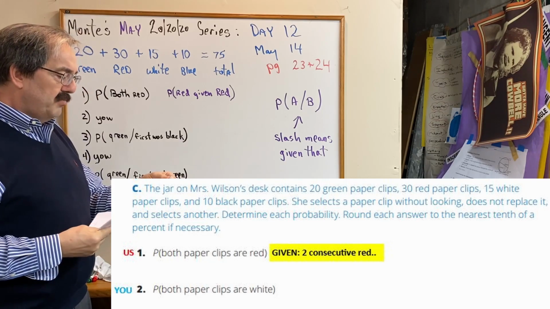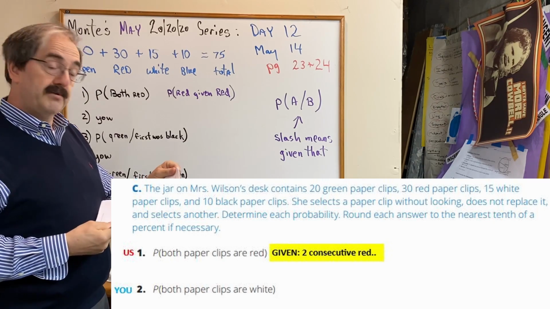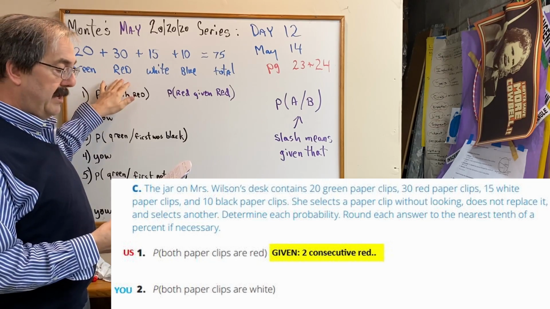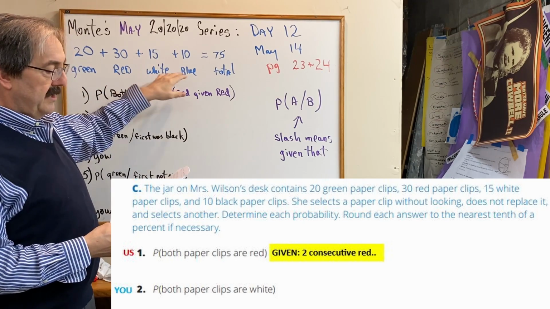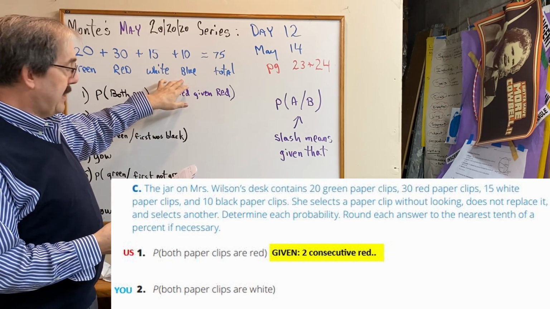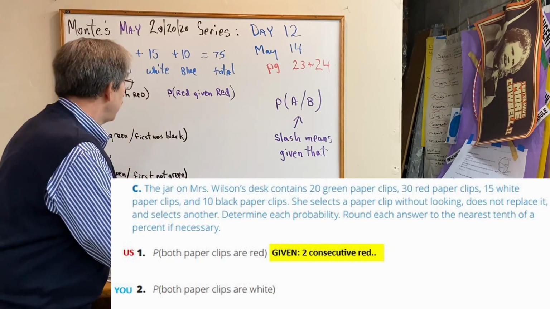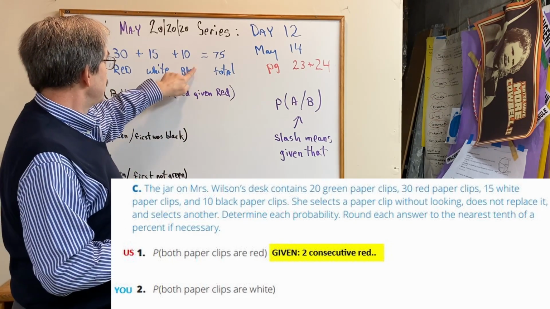The jar on Miss Wilson's desk contains paper clips. Cool. 20 green, 30 red, 15 white, 10 black, for a total of, let's add them up. And this is supposed to say black.